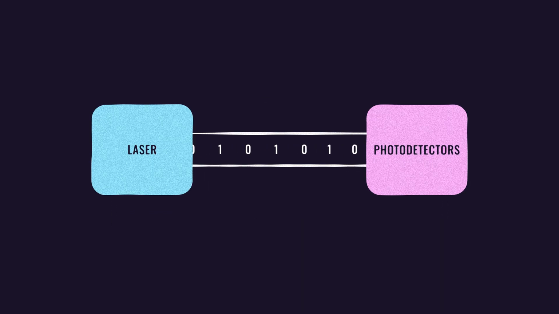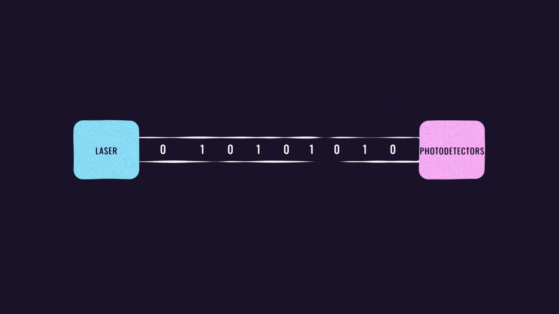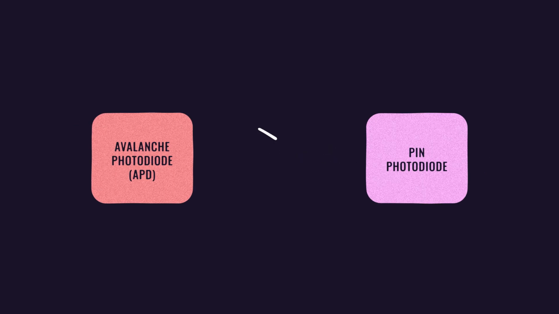To achieve very fast data rate, the photodetectors need to respond quickly to changes in light intensity. Besides, the photodetectors must be sensitive to ensure the attenuated light signals can be detected after a long distance. More sensitive photodetectors, avalanche photodiode, APD, are also widely used in optical communication.